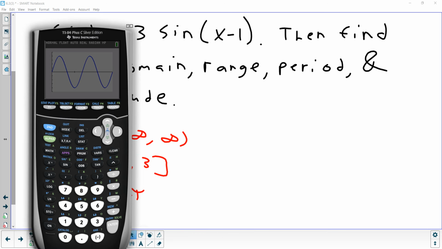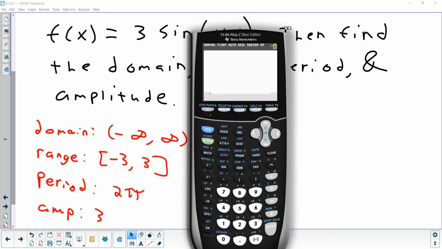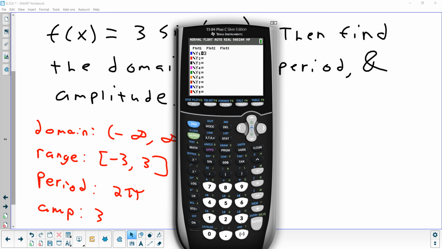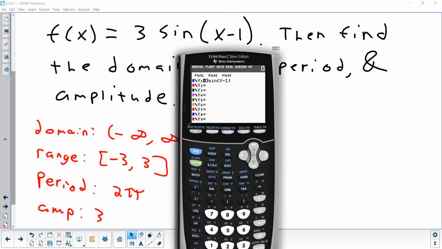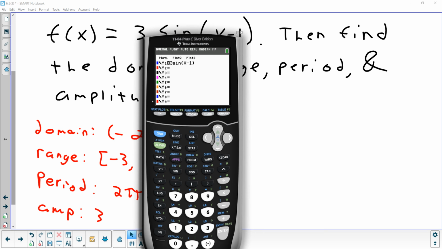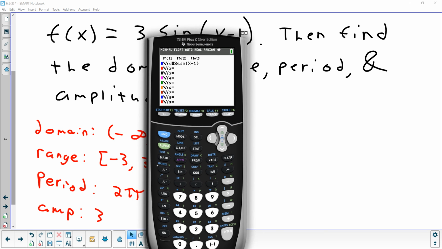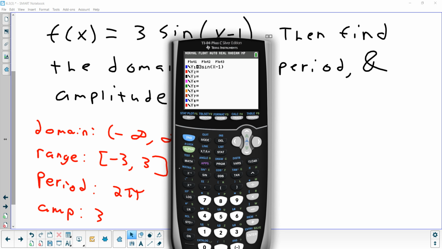Okay, just wanted to see if we could figure that out. Let's draw 3 cycles. I'm just choosing 3. So let's put in 3 sine of x minus 1. All right, so we want to draw 3 cycles of that. So that means I need a window that is 6 pi wide. Now, if I start it at 0 and I go to 6 pi, what's going to happen is I'm going to cut off part of a cycle.